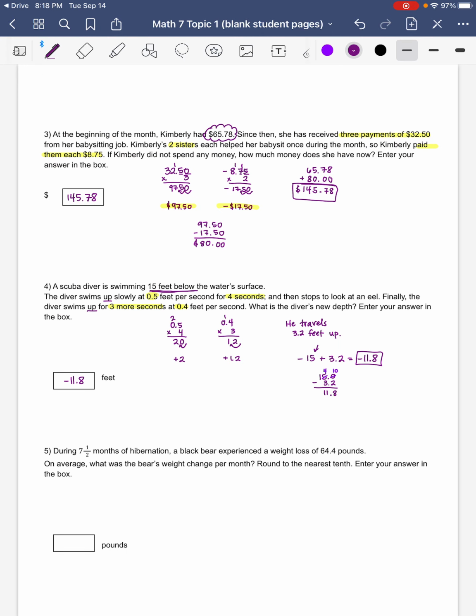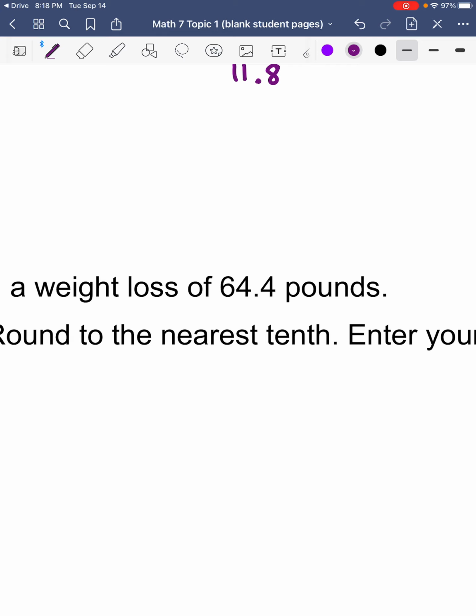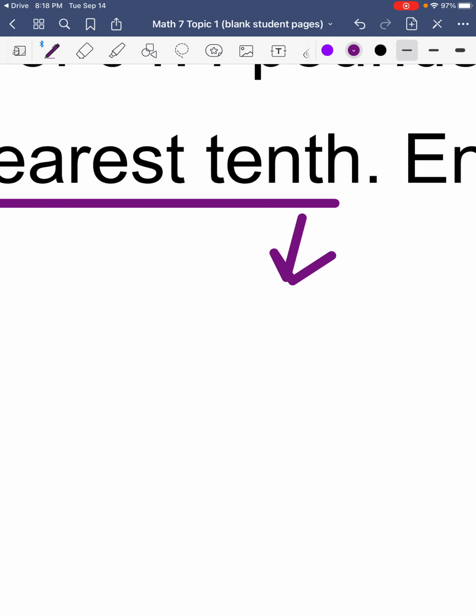Okay. Last one, number 5. During 7.5 months of hibernation, a black bear experienced a weight loss of 64.4 pounds. On average, what was the bear's weight change per month? Round to the nearest tenth. Enter your answer in the box. Okay, so round to the nearest tenth. I'm going to underline that because that simply means that we need 1 decimal place.